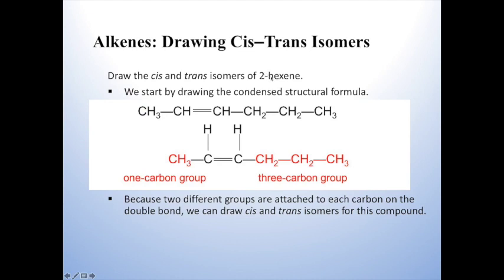So say we have 2-hexene, we can draw the cis and trans isomers of that by drawing the condensed structural formula first. We have CH3, CH with a double bond to another CH, and then we have the 4-carbon chain on this side. So then on one side of the double bond we have hydrogen and a 1-carbon group, and on the other side of the double bond we have a hydrogen and a 3-carbon group.